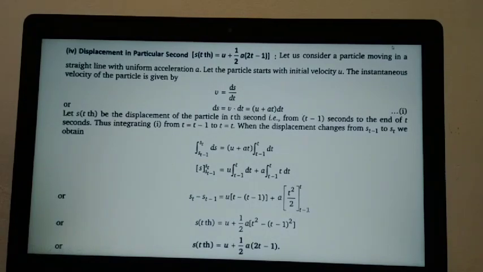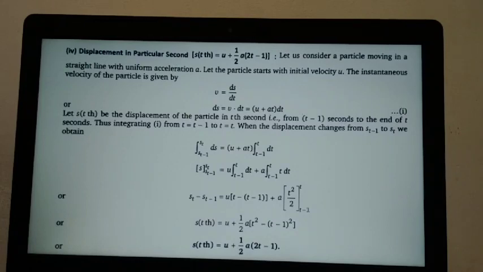Okay, so let us consider a particle moving in a straight line with uniform acceleration a. Therefore, v is equal to ds by dt. We know that equation. And ds is equal to v dt, but v is equal to u plus at, so ds is equal to (u plus at) dt. For displacement in the tth second, you have to integrate from t minus 1 second to t seconds.